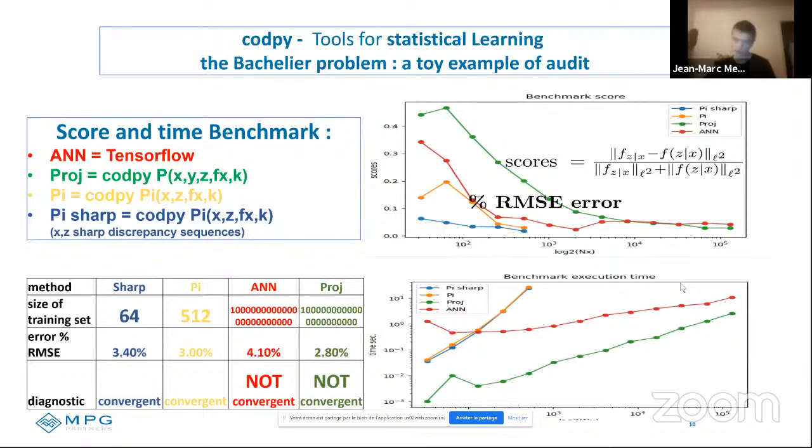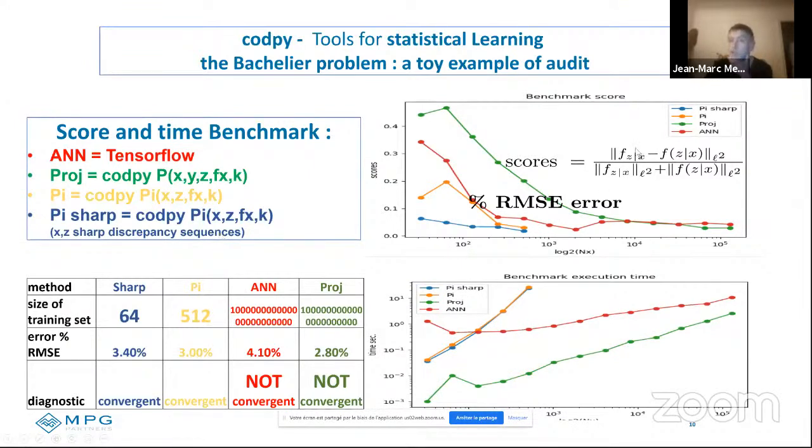For this problem, you can interpret this slide as a toy example of what could be an algorithmic audit today. It means that if you take a deep learning method, which is red, you can consider three other methods. The first one is a crude projection method that uses the prediction operator that I introduced some slides before. The third one, in yellow, is just a straightforward application of the function P that I introduced two slides before. And now what I'm saying is, guys, maybe there's a more clever way of randomly generating X and Z. Maybe you can work a little bit to find better X and better Z. And this is what we call learning for kernel methods, or what we call sharp discrepancy sequences.